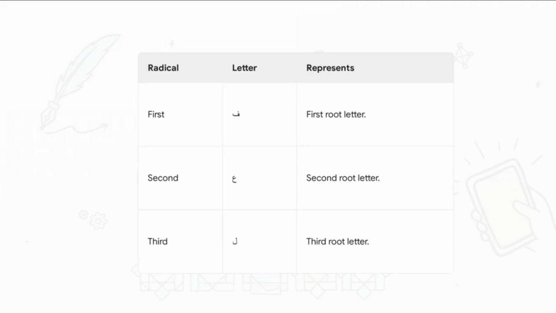To actually map this whole system out, ancient grammarians did something brilliant. They took one root, fa'al, which means to do, and turned it into a universal template. So think of it like a formula. Fa is always the first letter of any root, Ain is the second, and Lam is the third. It's like a master key that unlocks how all the other words are built.